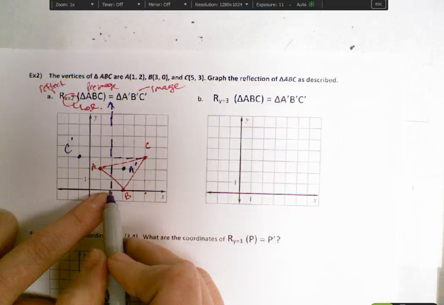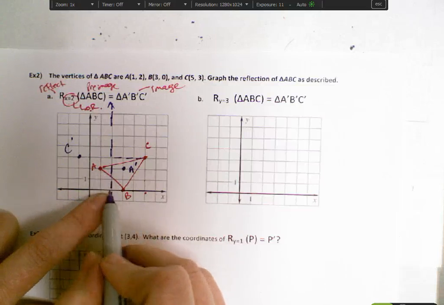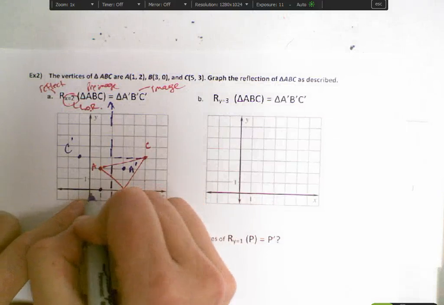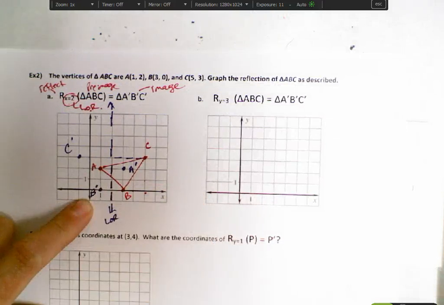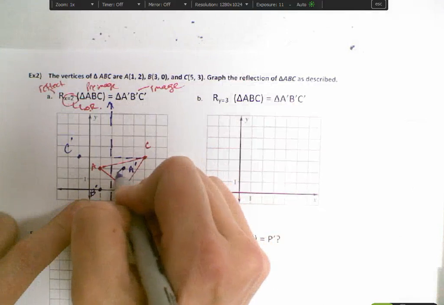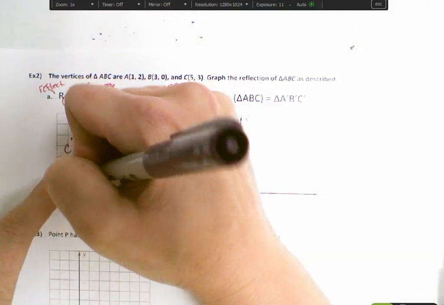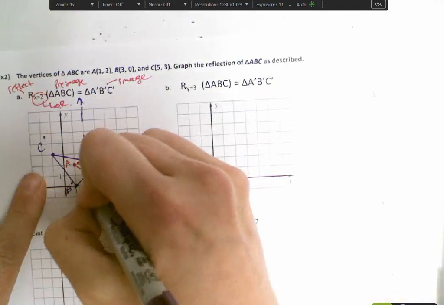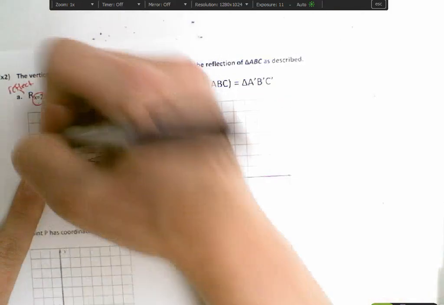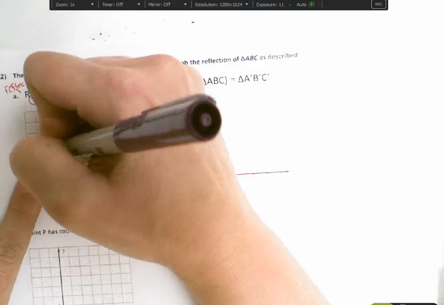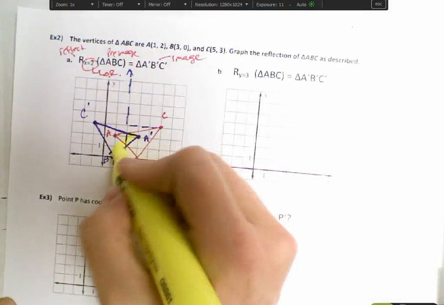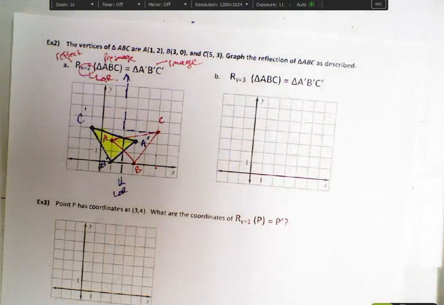And B, where is B? It's 1 unit to the right, so it needs to be 1 unit to the left. B prime. The last step is to connect my prime points. I should end up with a figure that is the exact same shape and size, only with reverse orientation. So graph it and highlight your image. Your final image should be highlighted.